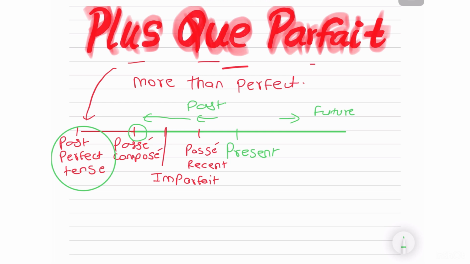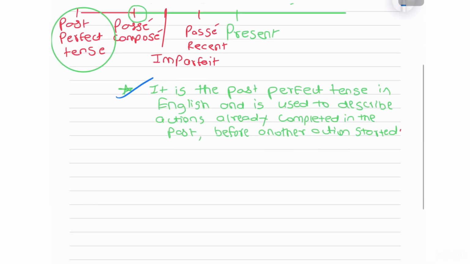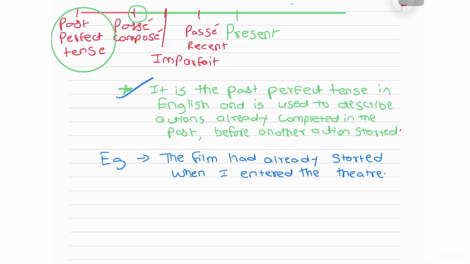So basically that means this tense is used to talk about the actions which were already completed in the past and then another action started. Now I know it's a pretty long sentence, but we'll try to break it down and understand what exactly we are doing in this tense. Okay, so I'll give you an example in English. So if we look at this sentence, you will see two actions. Okay, one is that of the film starting and the other is of me entering the theater.